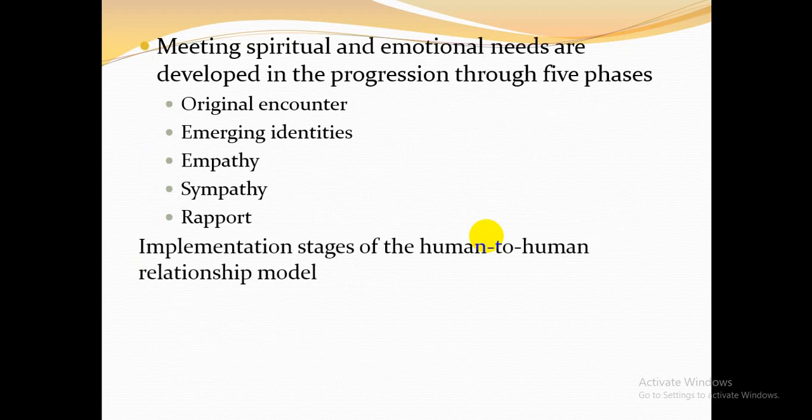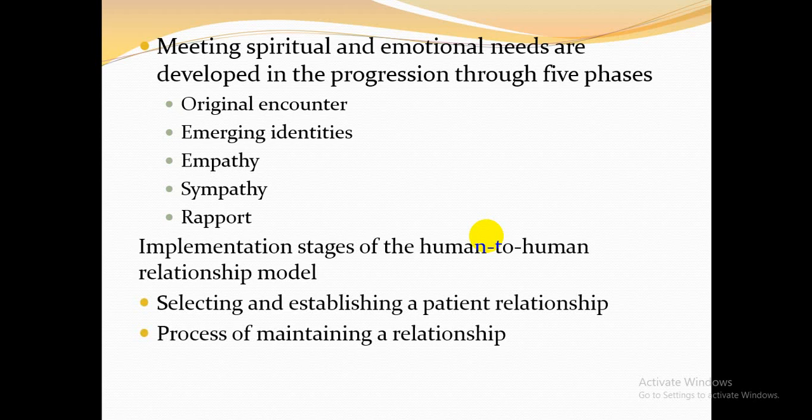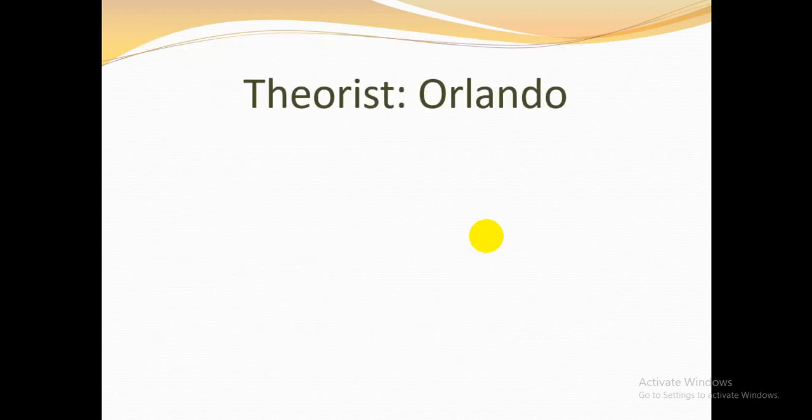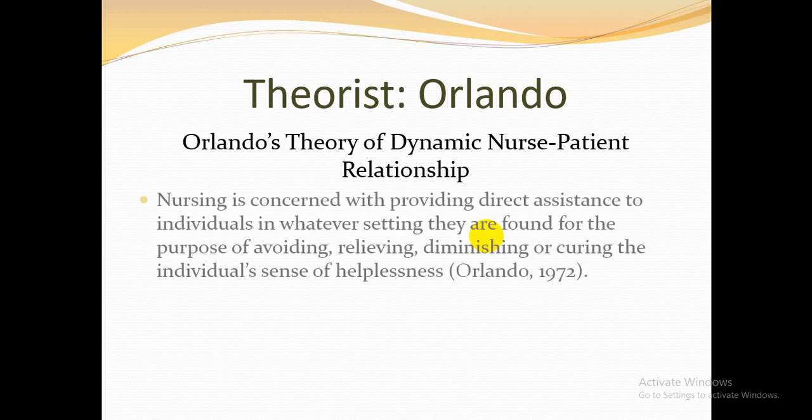Implementation stage of the human-to-human relationship model: selecting and establishing a patient relationship, the process of maintaining a relationship, and ultimate termination of the relationship. The third theorist, Orlando's theory of the dynamic nurse-patient relationship.